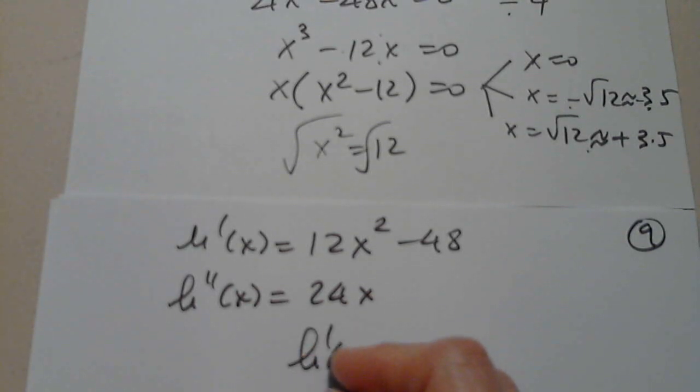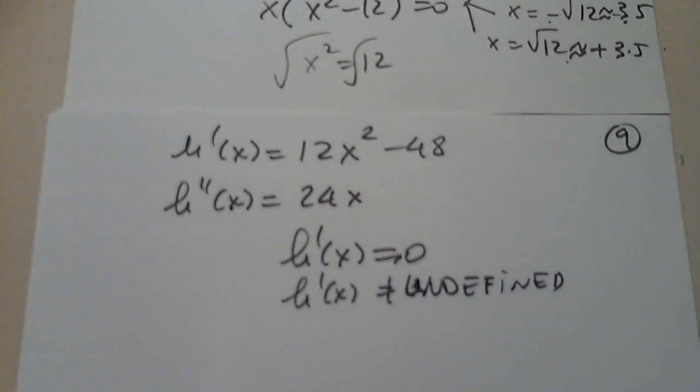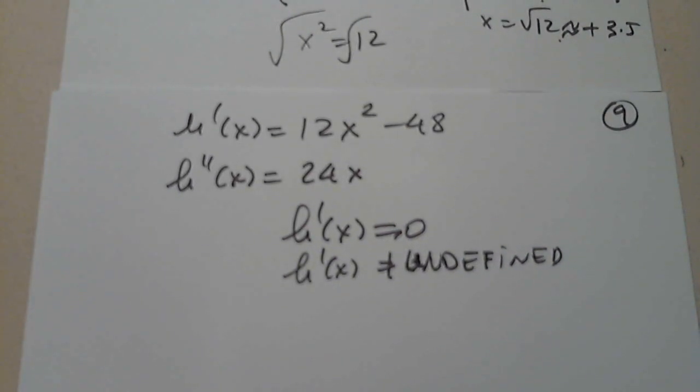So when I set h prime equal to 0, because h prime can never be undefined, y can never be, because it's a polynomial. The square root can be undefined. Natural log can be undefined. Rational functions can be undefined, but not polynomials.